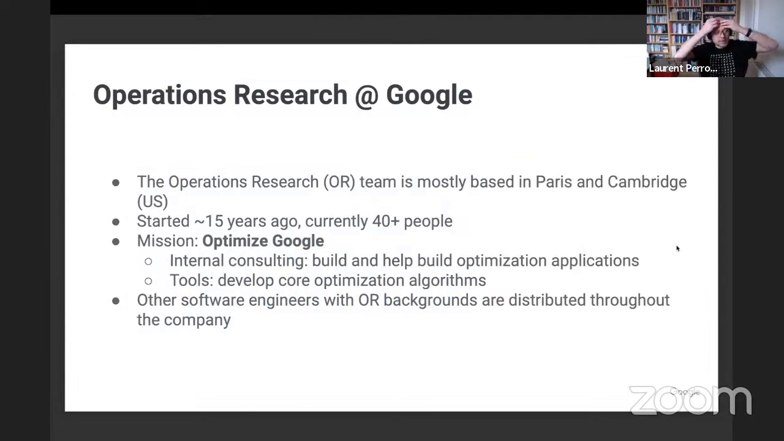So the OR team at Google, we're a team of 40, started a bit more than 15 years ago with one mission, which is to optimize Google. And we do it in two ways. We do tools and we do consulting. And let's say we are busy, otherwise we would not be 40. There are some other teams doing OR, a bit more applied. There's one in platforms and one in networking. There's a sister team in New York. People know some of the other people there.